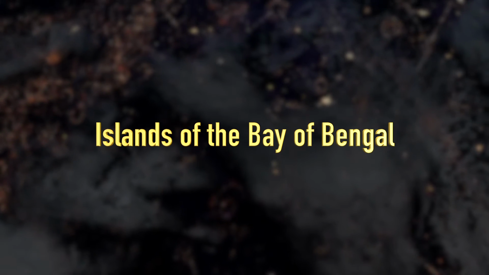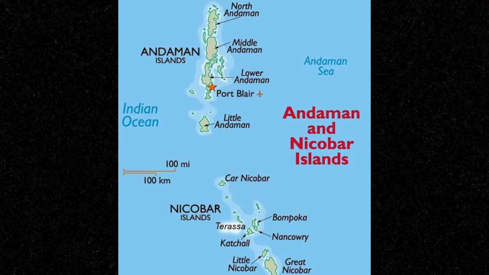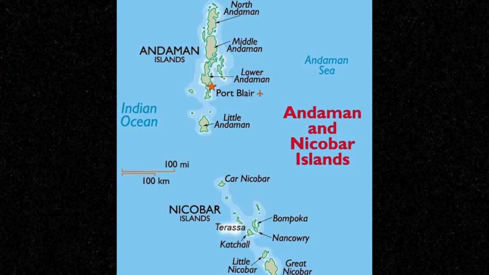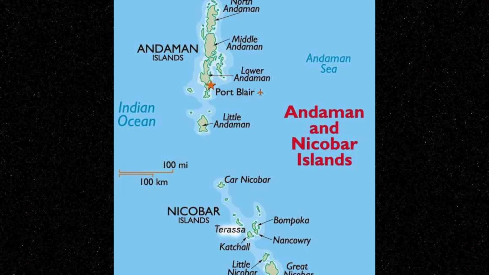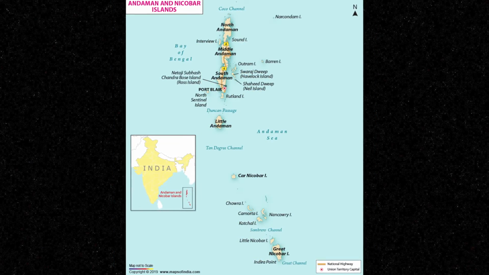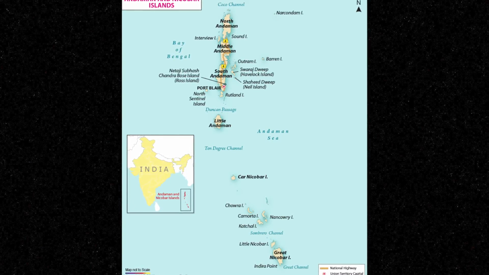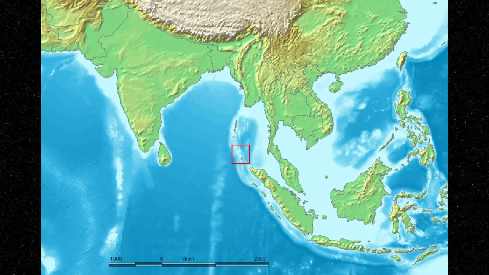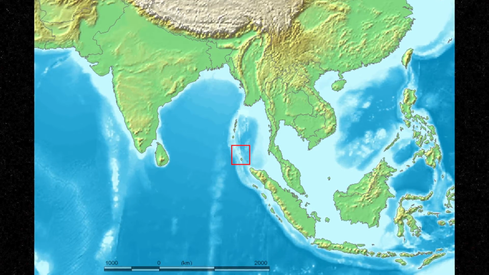The islands of the Bay of Bengal. The main islands of the Bay of Bengal are the Andaman and Nicobar groups. The Andaman and Nicobar Islands are separated by the Ten Degree Channel. The shortest distance of the Andaman Islands from the mainland is about 2000 kilometers, and the extreme southern point is Indira Point, the southernmost point of the Great Nicobar Island.